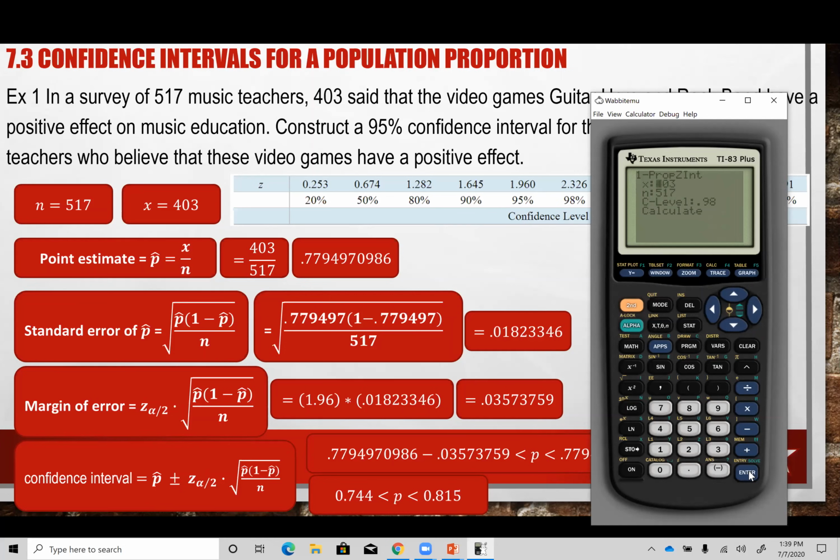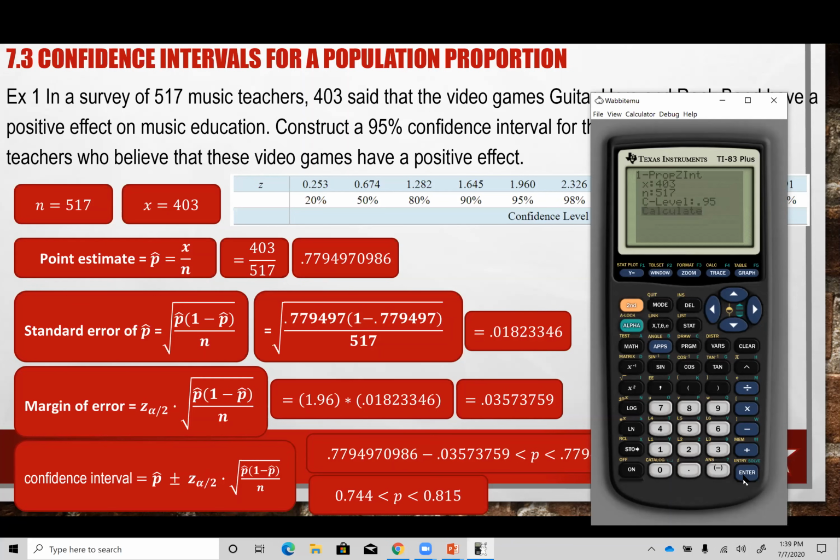If you click on that, now they ask you this question: what is your X? Everybody see your X is 403. That is my X. What is your N? Your N is 517. And what is your confidence interval? In this case, they asked me for 95%. So everybody see that we need to adjust to 95, which is what I have.